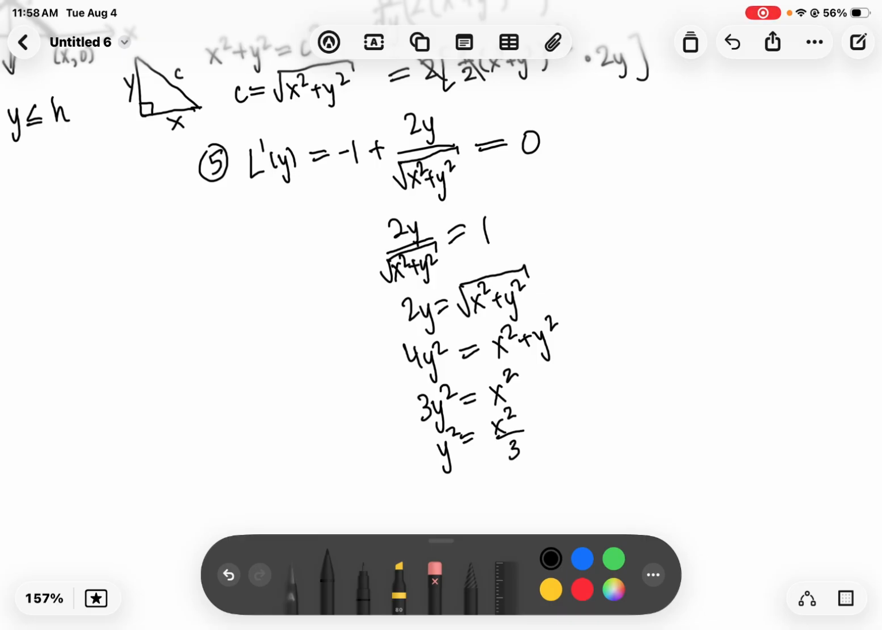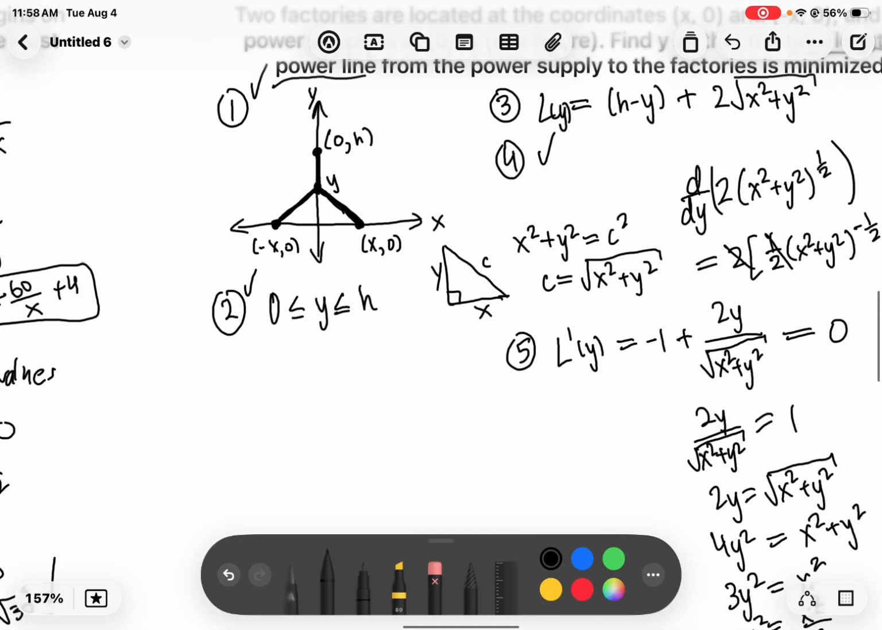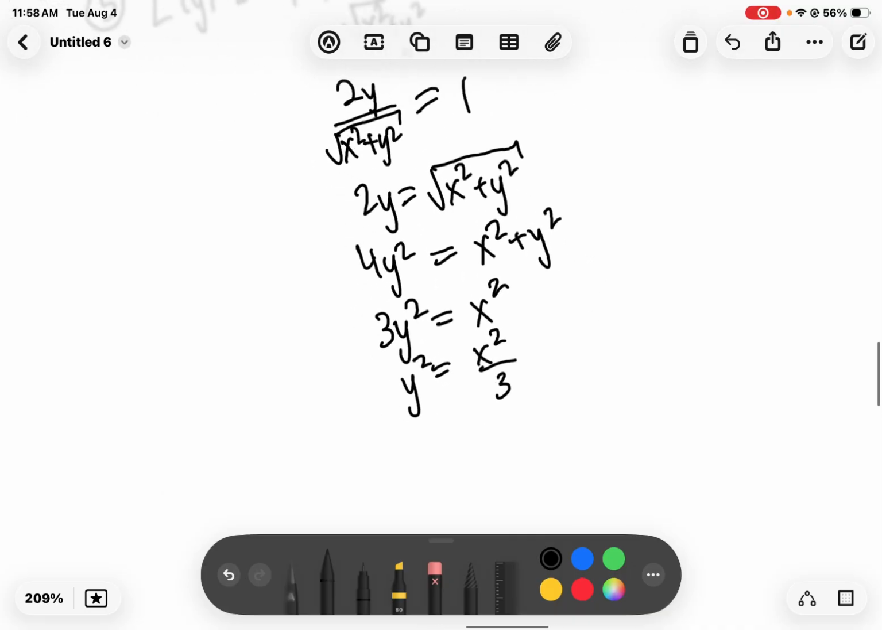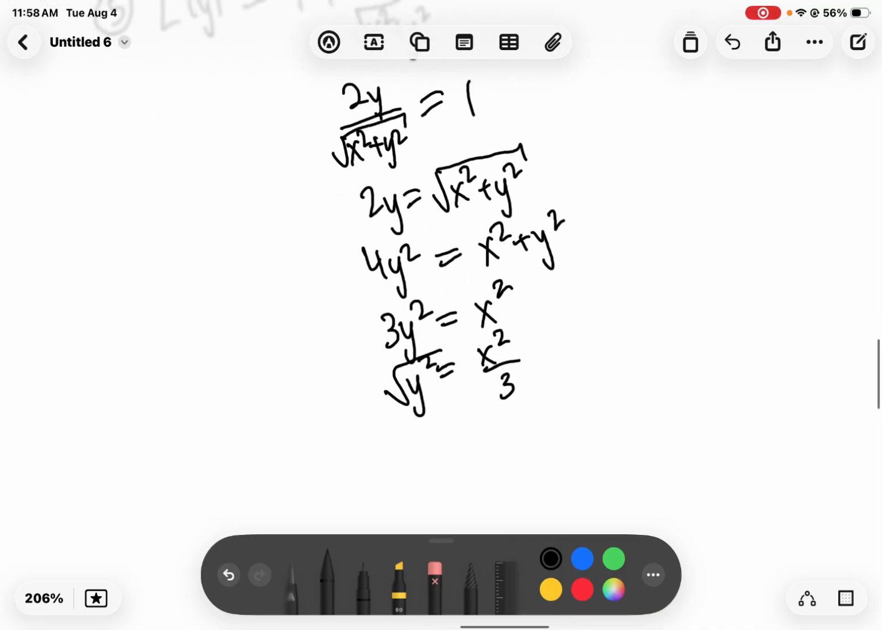Now before we take the square root, let's come back up here and investigate our constraint, right? Here we have that y must be greater than or equal to 0. Therefore, we want to take the positive square root in this case. So we take the positive square root of both sides, all right? Then we get y is equal to the square root of x squared, which is just x, so we have x over root 3.